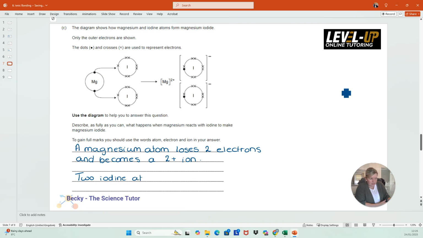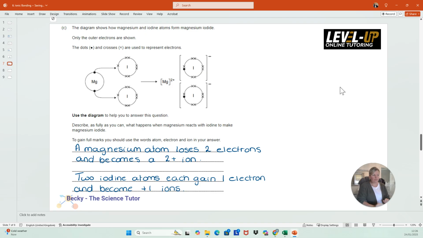atoms. Just be careful with your word when you use the word atom and ion. You saw that I almost wrote down atom when in fact I'm an ion. Just be careful of that terminology, that's using that precise vocabulary. So 2 iodine atoms each gain 1 electron and become 1 minus ions.